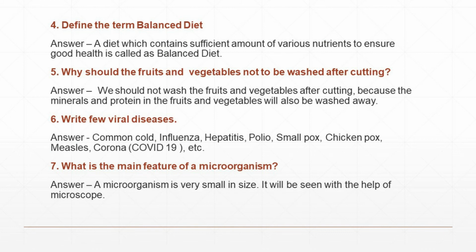Fourth one, define the term balanced diet. Term means word. Answer, a diet which contains sufficient amount of various nutrients to ensure good health is called as balanced diet. Once again, define the term balanced diet. Answer, a diet which contains sufficient amount of various nutrients to ensure good health is called as balanced diet.